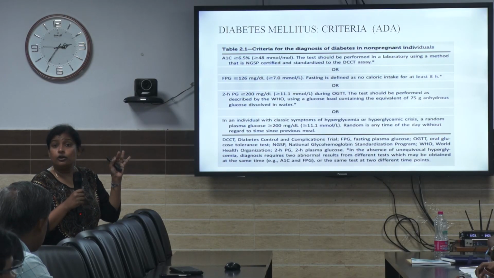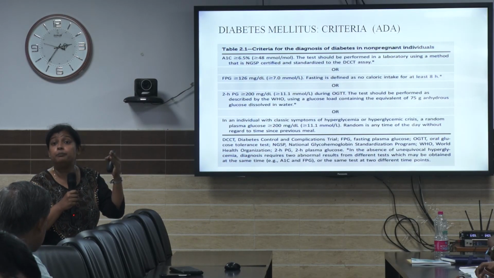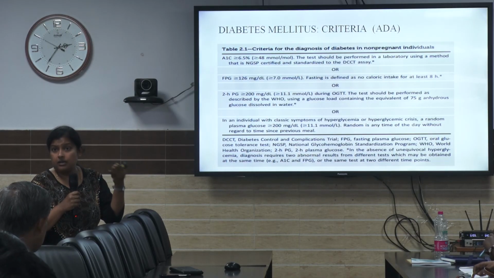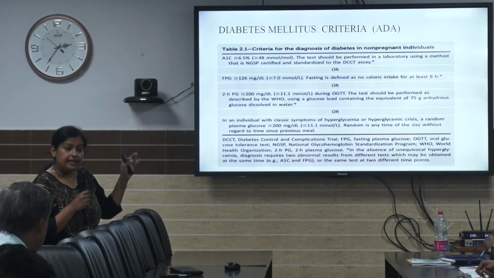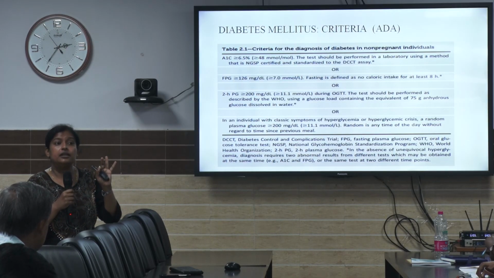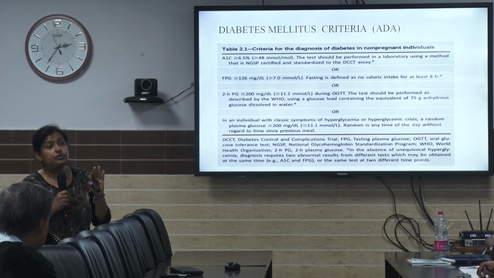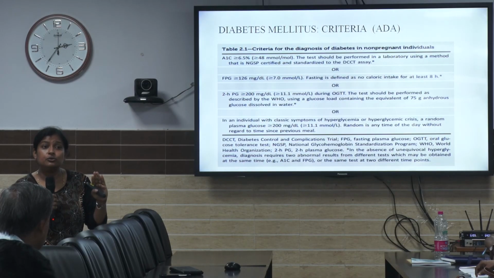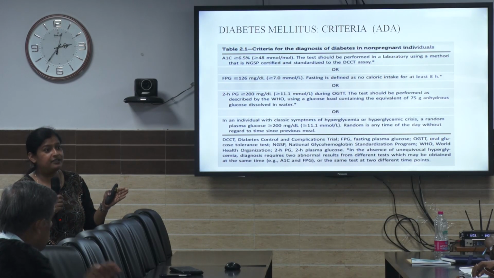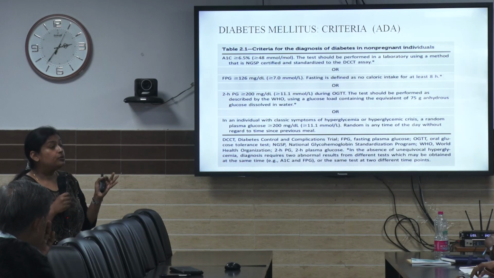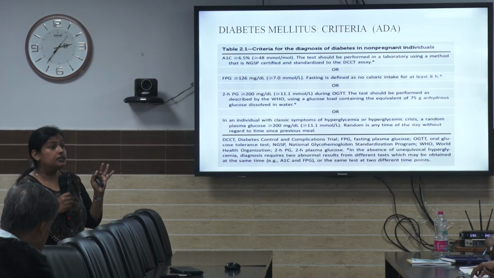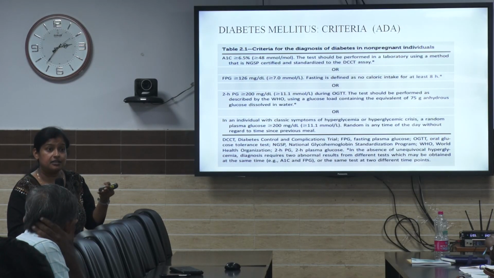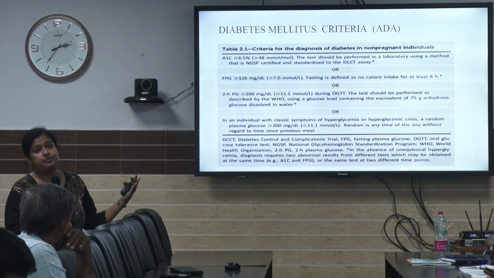So here you are talking about hemoglobin bound to a glycosylated substance. In such a scenario, the life cycle of the RBC is important. We all know the lifespan of the RBC is 120 days, that is 3 months. So we do an HbA1c every 3 months. If the life cycle or the turnover of RBC is faster or slower, then the HbA1c becomes fallacious.